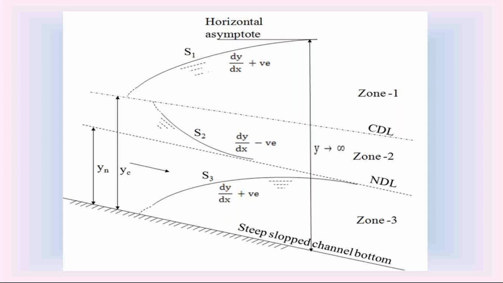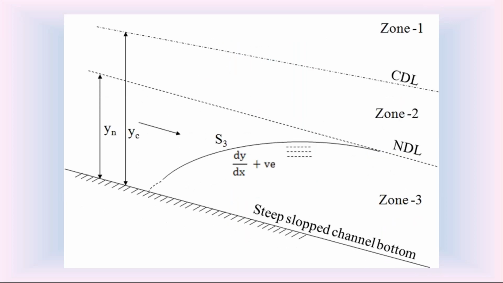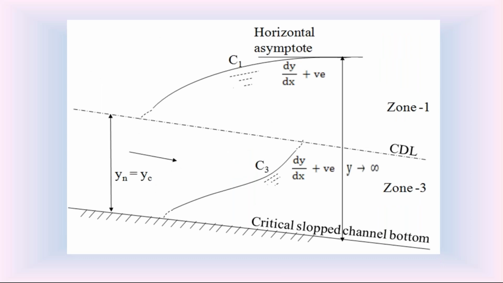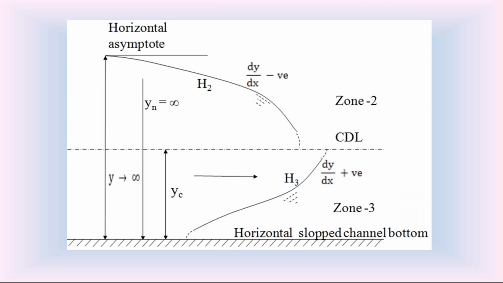Coming to the third channel bottom slope, the critical channel bottom. In the critical channel bottom, we have two water surface profiles, C1 and C3. C1 is a backwater curve, a rising water surface profile. C3 is also a backwater curve, a rising water surface profile. Then in the horizontal slope channel, we have two water surface profiles, H2 and H3.